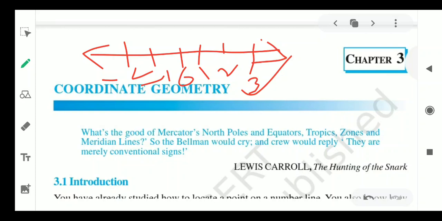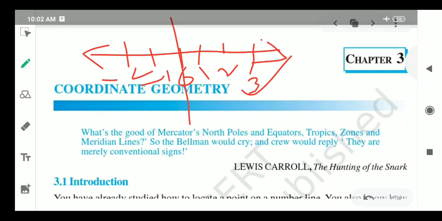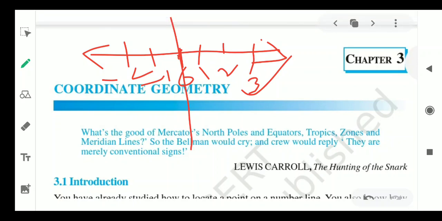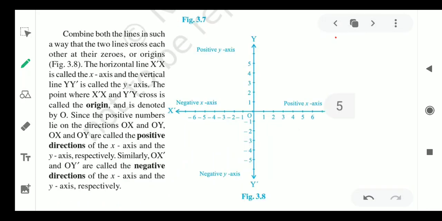But in this chapter, we will take another number line which is exactly perpendicular to this line. Number line generally means we take a horizontal line. If we take one more number line, a vertical line, it passes through the 0. This number line also goes up to 1, 2, 3 positive values, and down -1, -2, like that. So this is called the coordinate system.